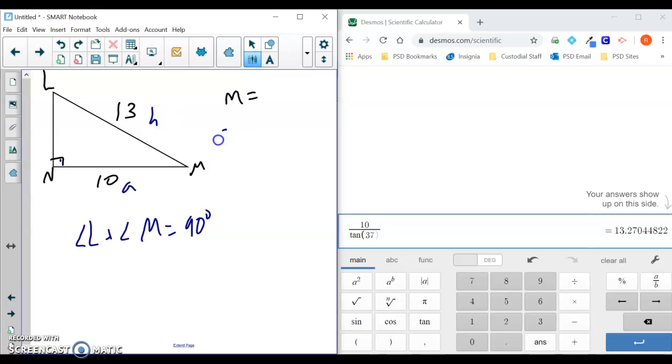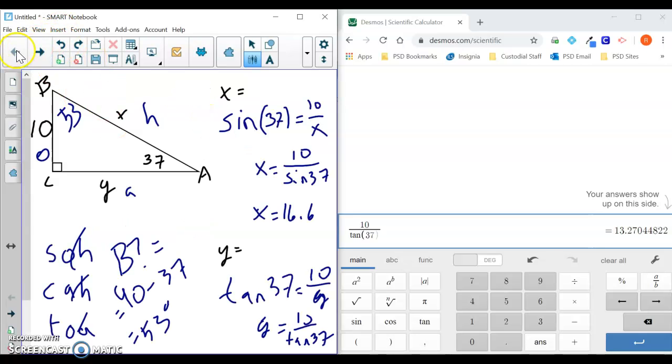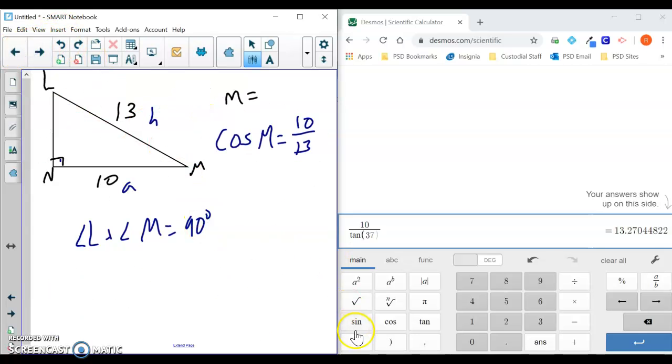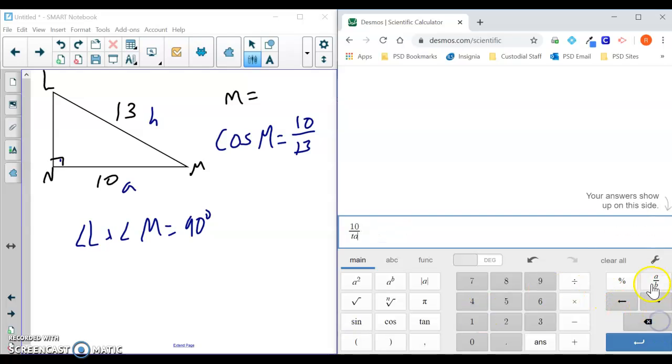So I know that I have a cosine value of M, well, I don't know what M is, of 10 over 13. So just like over here, no matter where I go, if I hit sine of 14, let me play this out.